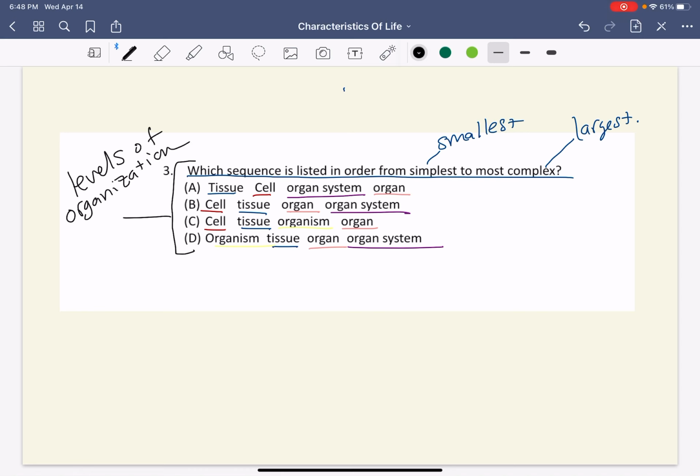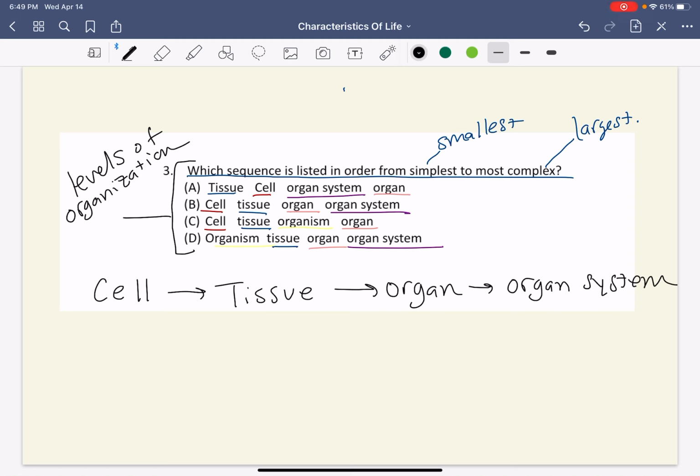The smallest out of all of these, I don't see organelle. I see cell. So the first one is cell. Next, when you clump cells together, you get tissue. What's bigger than a tissue? An organ. When you put organs together, you get organ system. And what's bigger than an organ? When you put all organ systems together, you get the organism.